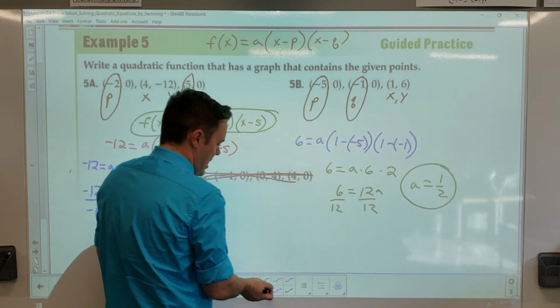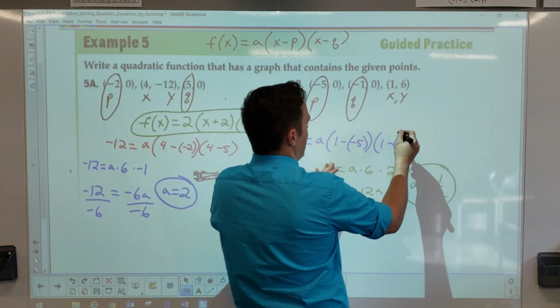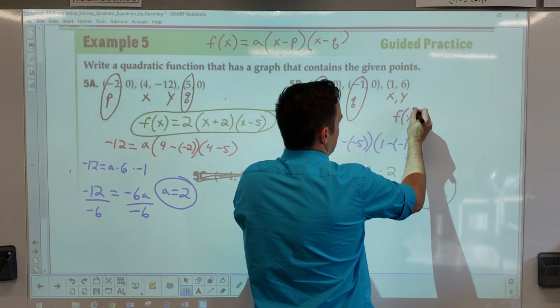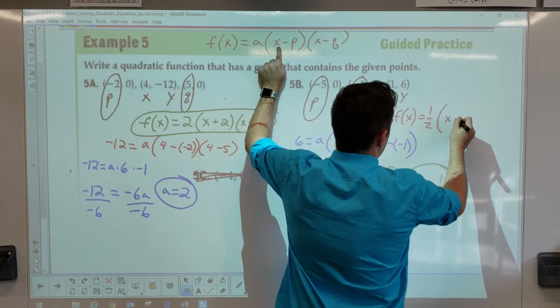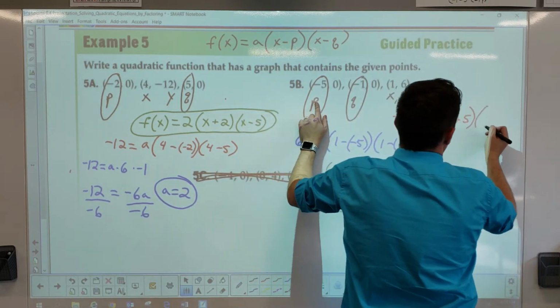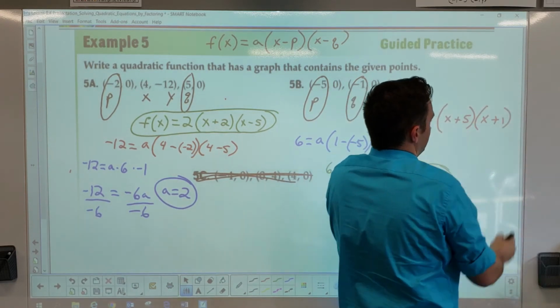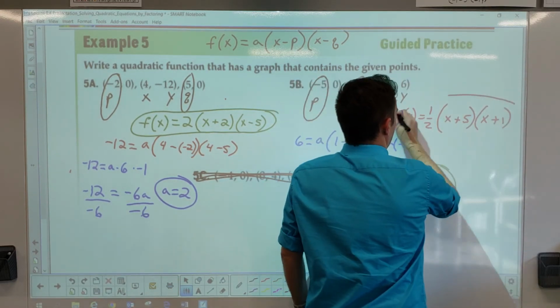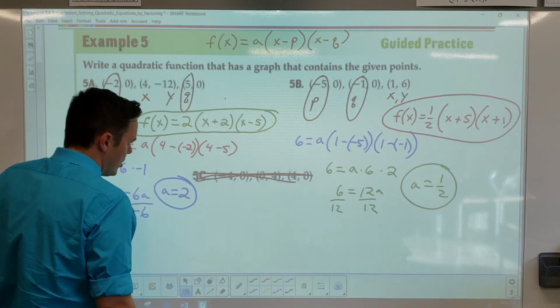Okay, next on this one over here, last one, a is 1/2, so it'd be f of x equals 1/2, and then it's x minus p, and our p value again is a negative 5, so it turns positive. And then it's x minus 1. Negative and negative will turn this positive. There's our answer. We also worked on a worksheet in class.